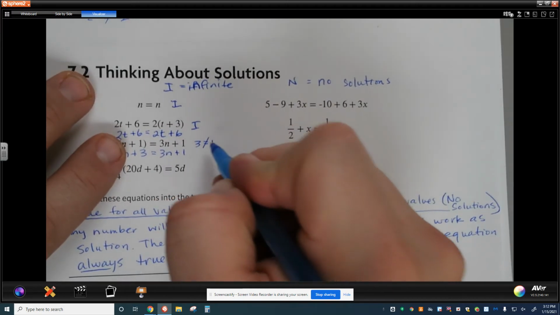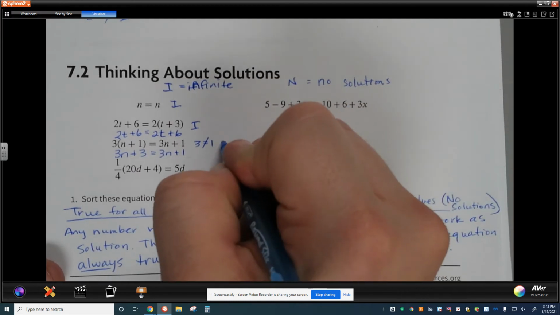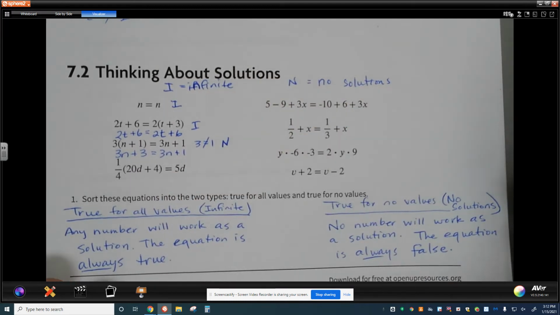This is a false statement. It will forever be false. There is no way this equation can ever be solved. So this one has no solutions.